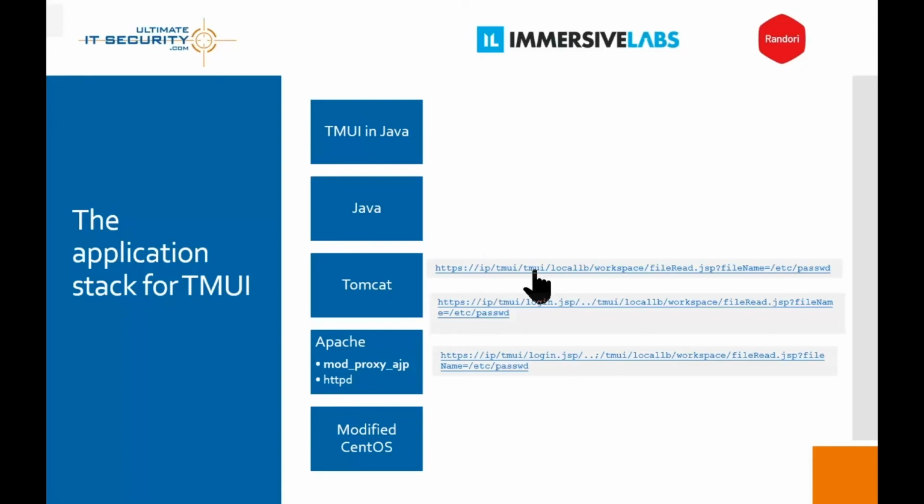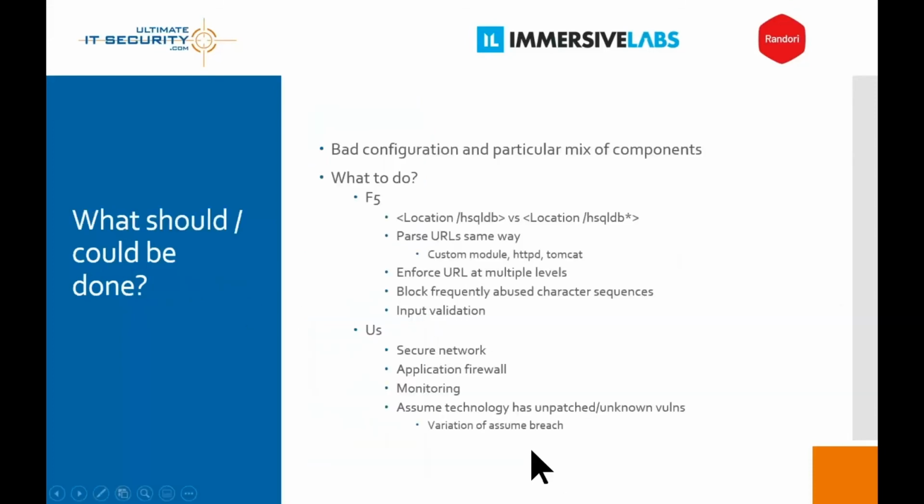Okay, so you see at the end of the day then, all this arcane little parsing logic and the sequence that it happens in results in you being able to arbitrarily specify any path you want to and request it. And if it's Java, then Tomcat's going to run it. So what should F5 have done, and what can we do?